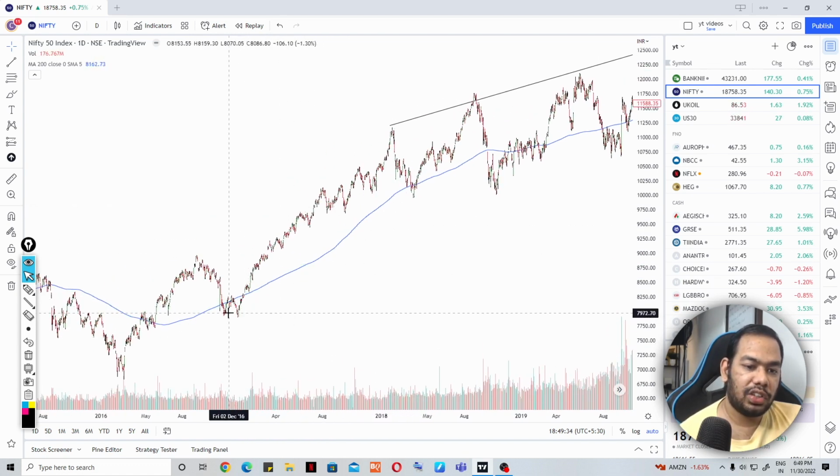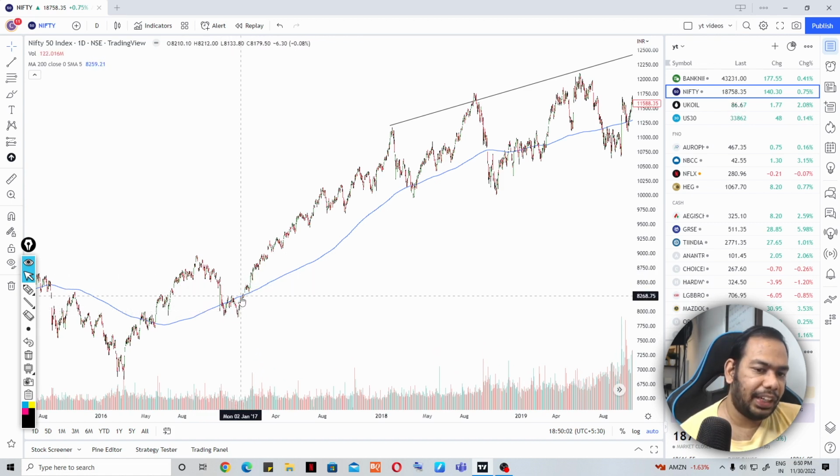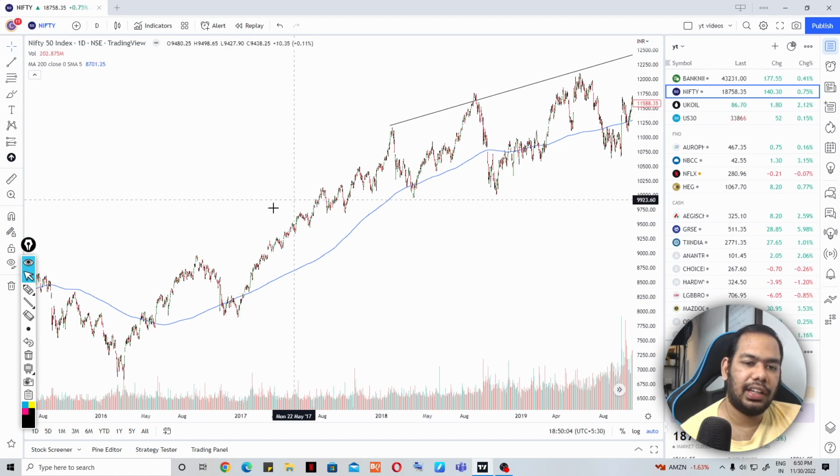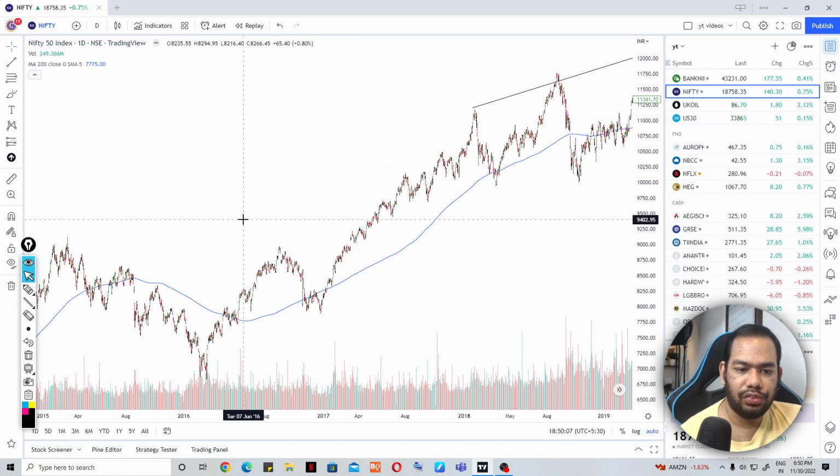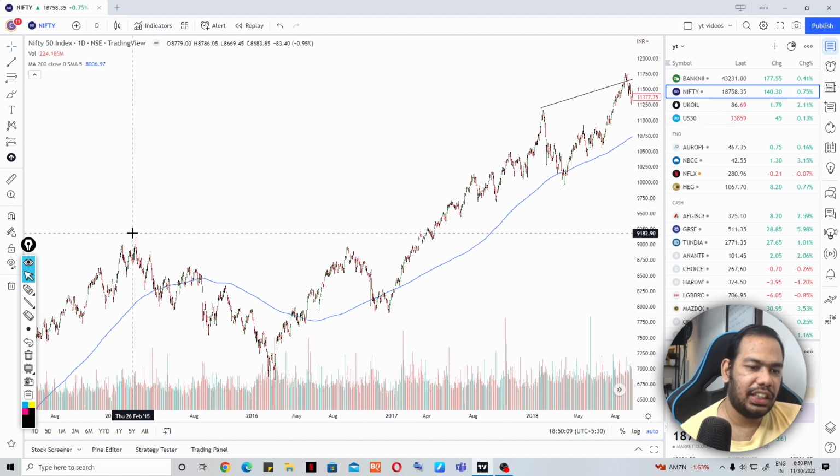Now this one, just before this rally, if I am not wrong, was due to the election period in America. This was the demonetization. Here Trump got elected. Again a macro news, again a news-based fall. When it formed a double bottom, it breached the 200 DMA, and then we can see a good upside move. Let us go back. This is a genuine down move.